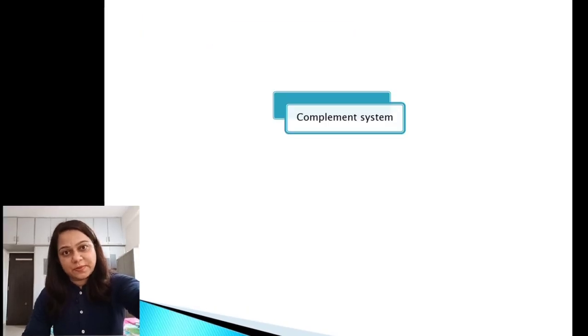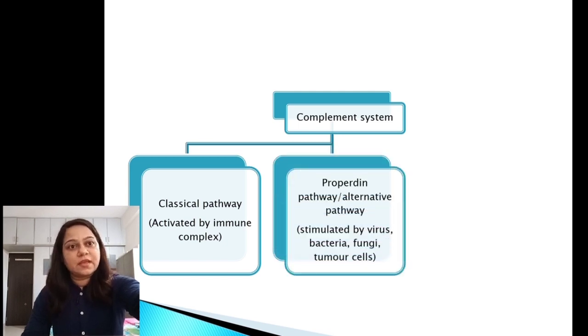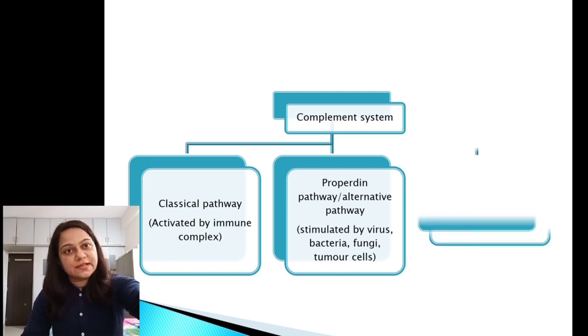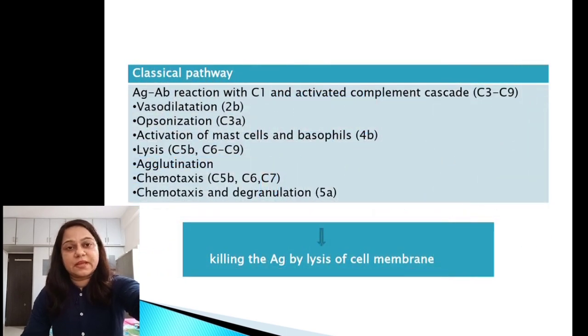Let us go through the complement system. There are various ways through which the complement system can be activated. Classical pathway, which is activated by formation of the immune complex. Properdin pathway, also called the alternative pathway, which is stimulated by virus, bacteria, fungi or tumor cells. And mannose binding pathway. Let us see the classical pathway first.